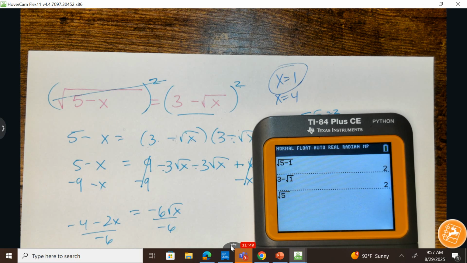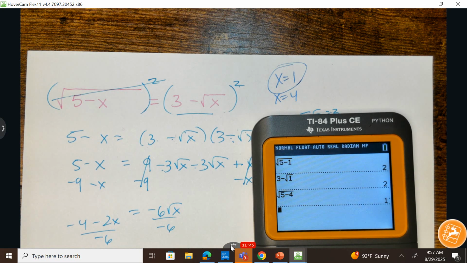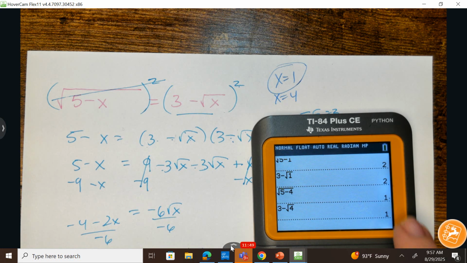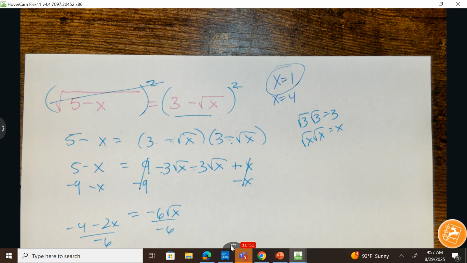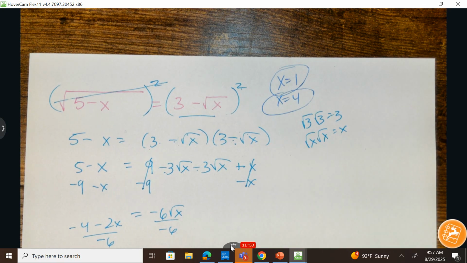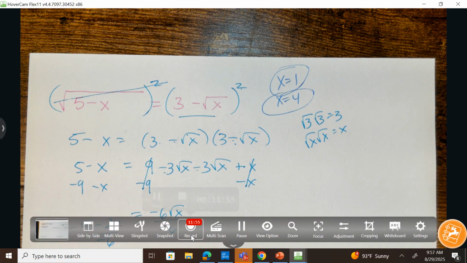Now let's try 4. We have the square root of 5 subtract 4 on the left, and then 3 subtract the square root of 4 on the right. Okay, so we can see in both cases the left side equals the right side. It means we do have 2 solutions for number 4. Let's look at 5.